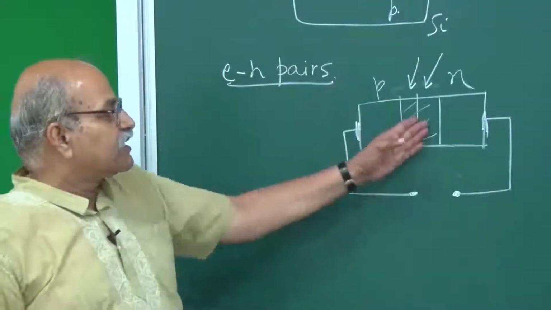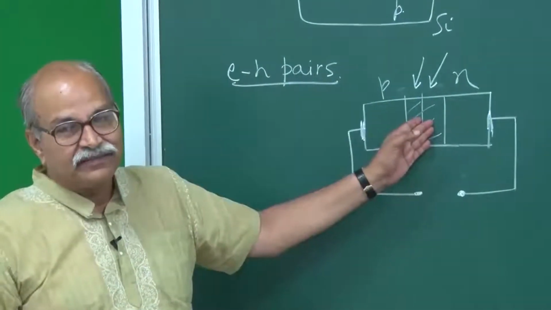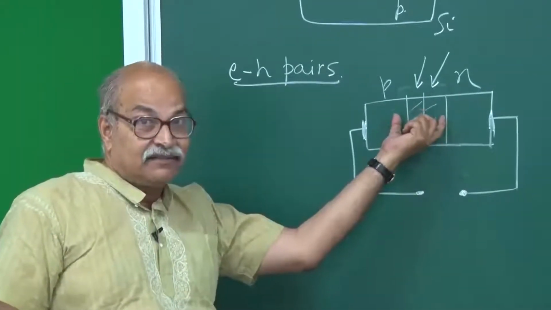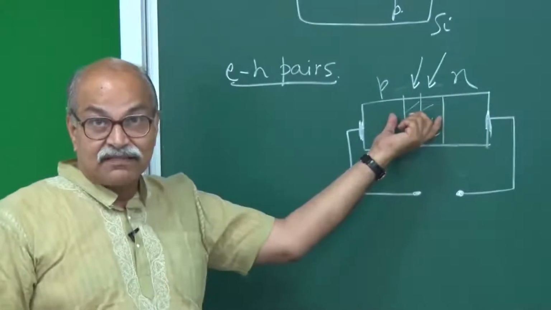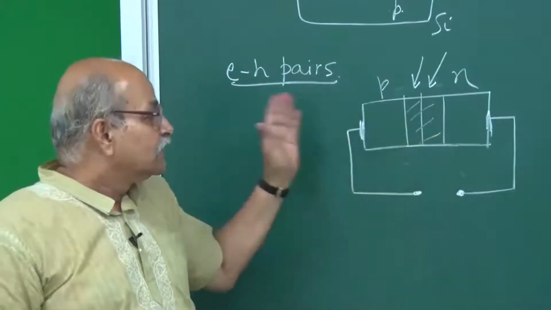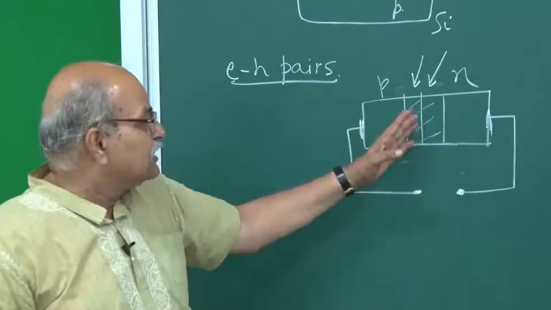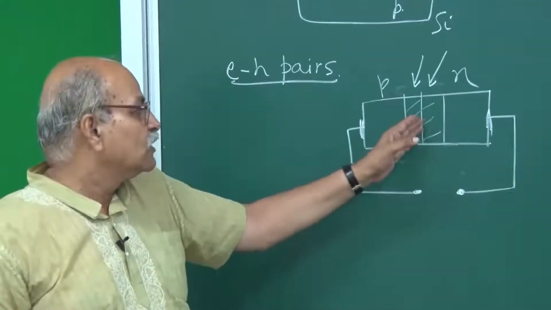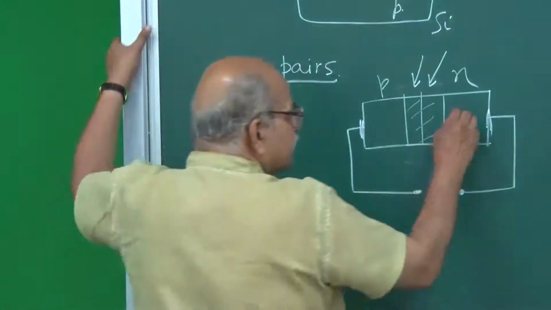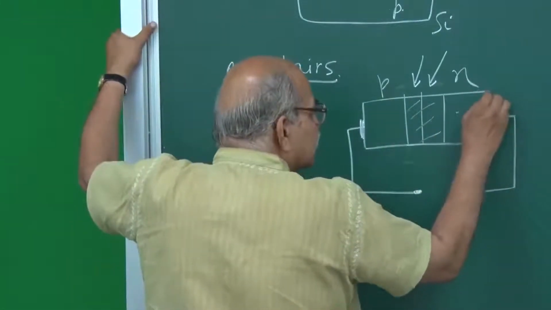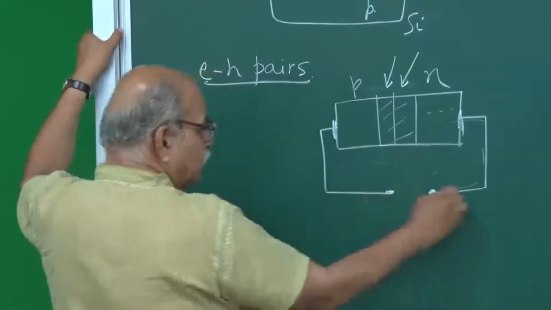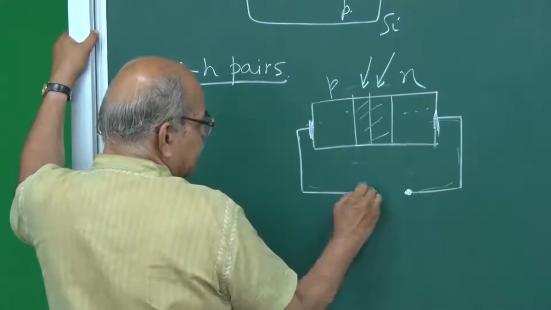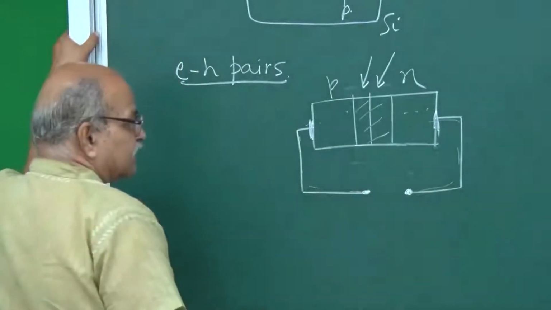and these EH pairs are created and the electric field is there in the depletion layer, so the drift current will be there. The electric field will drive the electrons to the n side and the holes to the p side, and therefore you will have accumulation of negative charges here. They cannot go anywhere since the current is zero, so you will have accumulation of positive charges here, and accumulation of negative charges here.